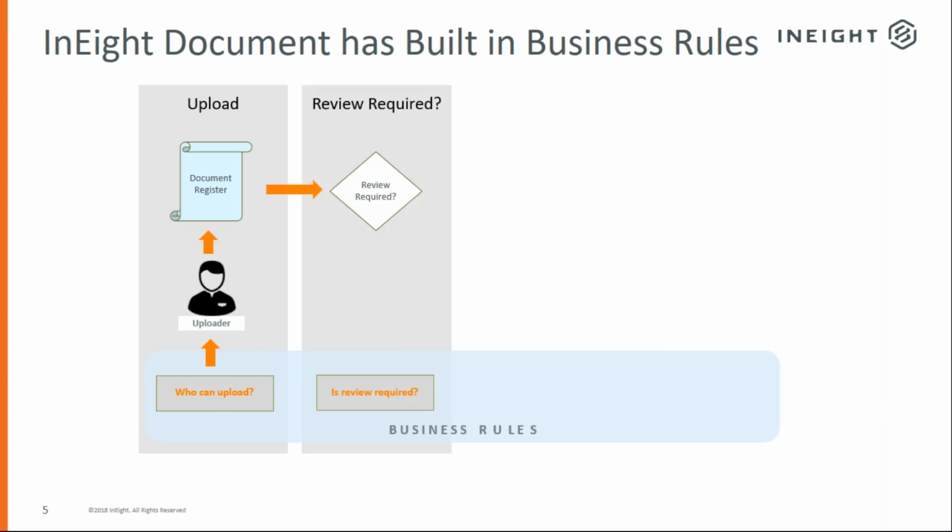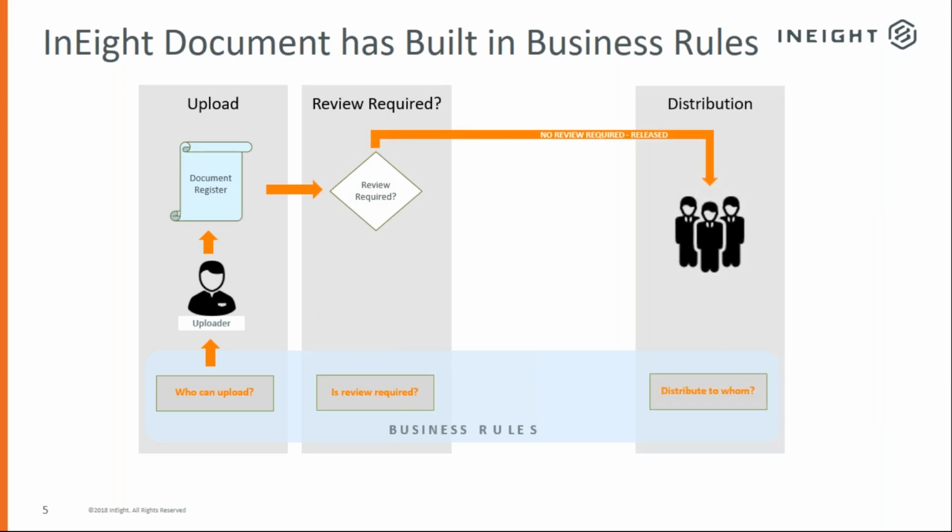The question we're really talking about here today is the approval process. So once the document gets into our document register, is a review then required for that document? If the answer is no, we can set up a distribution rule in the system so it's sent out to our wider project team for them to start working with.